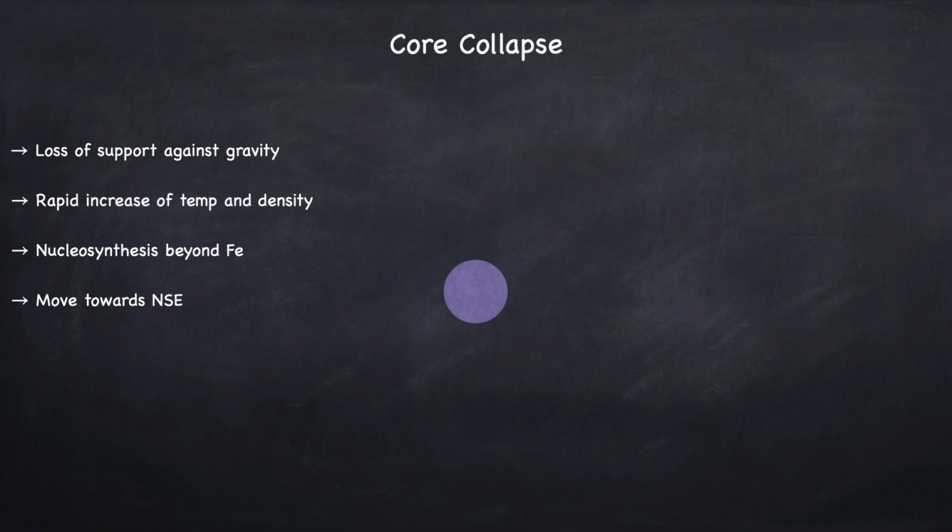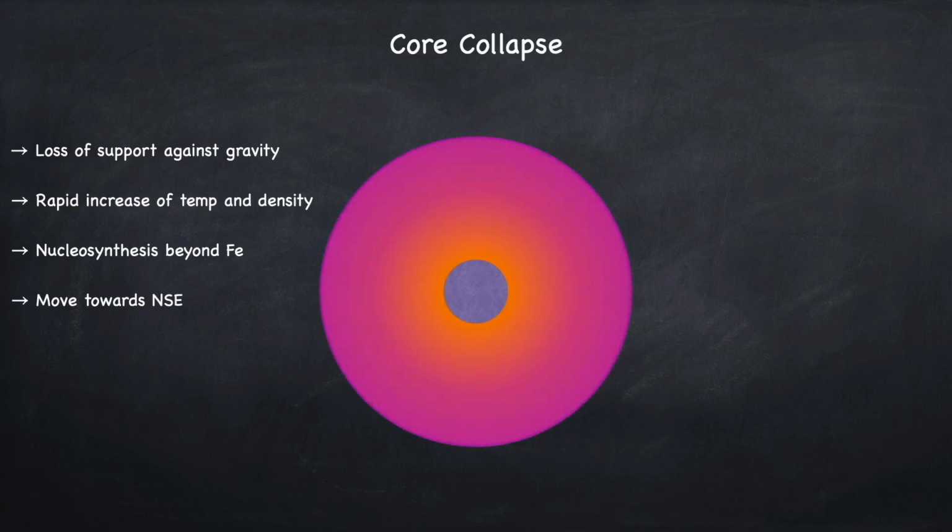What is nuclear statistical equilibrium? This is when the nuclei reach an equilibrium point where the capture rates, or the fusion rates, are equal to the dissociation rates. So in simple terms, every nucleus is being created at the same rate that it's being broken up. So on net, there is no change in the nuclear composition of the material. As I said, this is just the core. Remember that the core is surrounded by the outer layers of the star, and they're also collapsing.